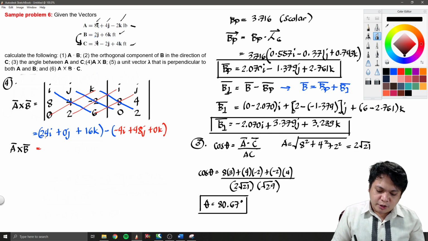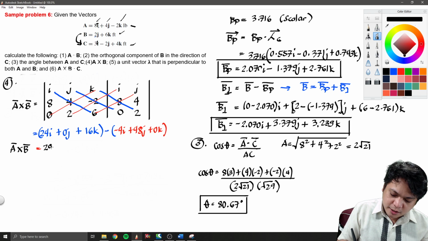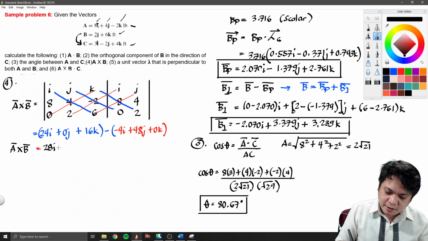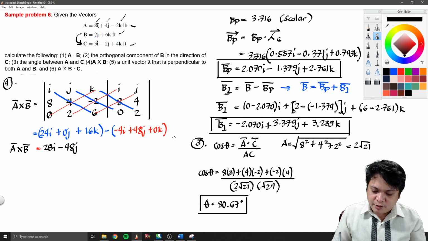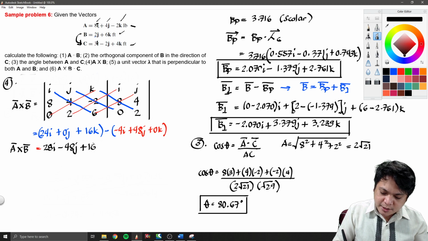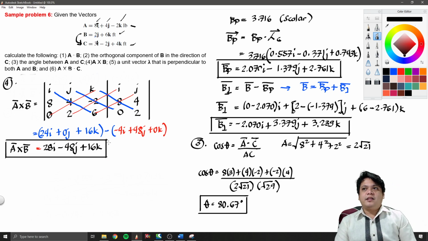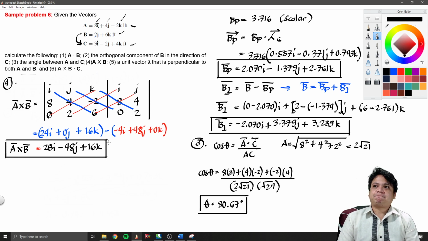So, you will be having here 24 minus negative 4. So, that is 28I. 0 minus negative 48, minus 48J. 16 minus 0K. So, you will be having plus 16K. So this is now the cross product of A and then B. So that's it. That A cross B.